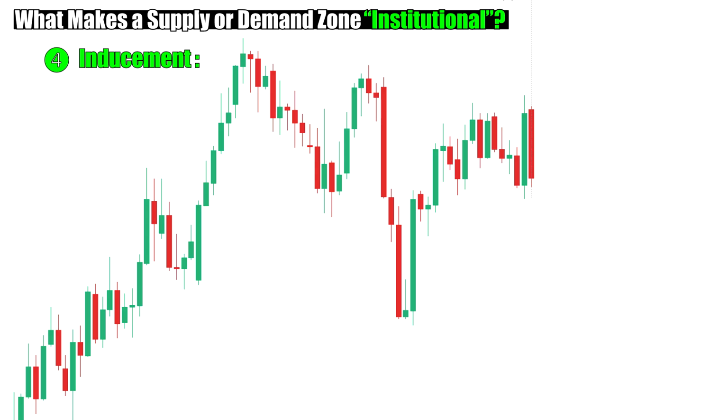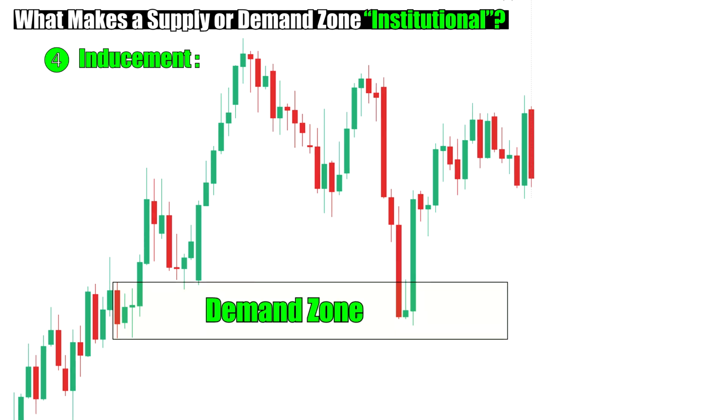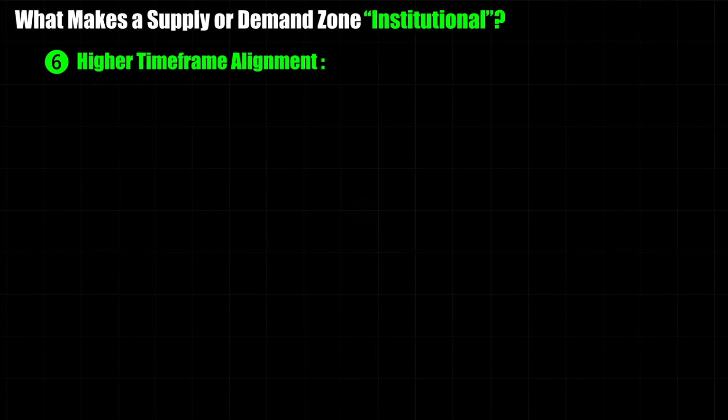For example, if there are clear lows just before a demand zone, those sell stops become fuel for institutional buy entries. But if there's no liquidity leading into the zone, then the setup might be a trap and the zone could fail.